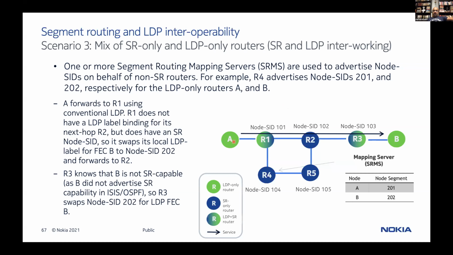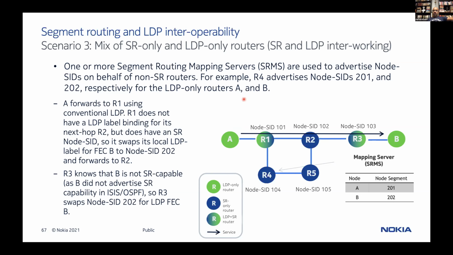So in this network here, you've got routers A and B that are only LDP, right? Router 1 supports both LDP and SR. Router 3 supports LDP and SR. Routers 2, 4, and 5 support only segment routing. Okay. Now the trick is, how do you send traffic from A to B?